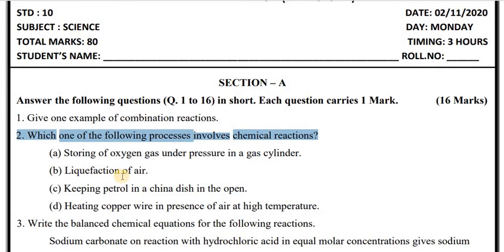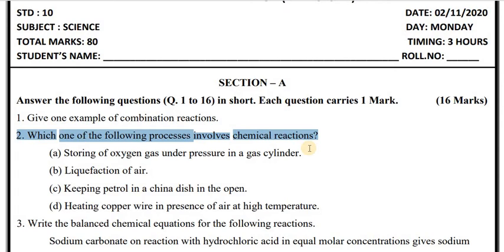Second option, liquefaction of air. C, keeping petrol in a china dish in the open. And the D option, heating a copper wire in the presence of air at high temperature. So first of all, you should know what a chemical reaction is. It is also a first chapter question.